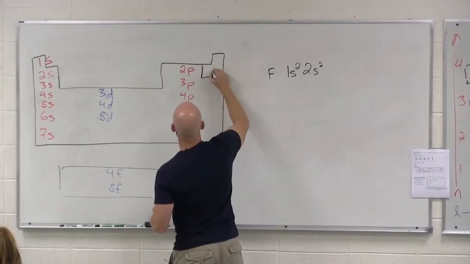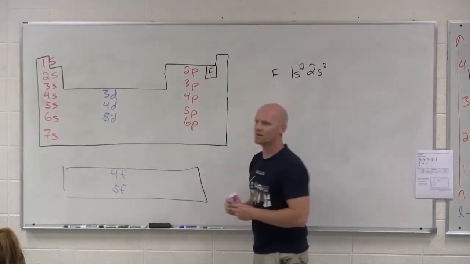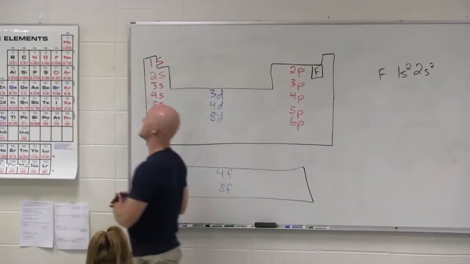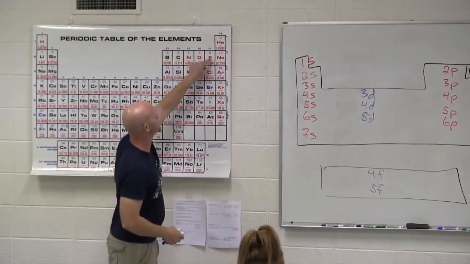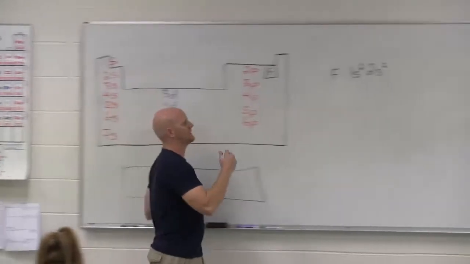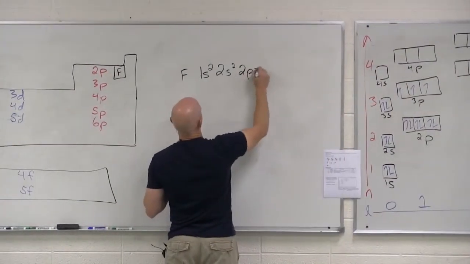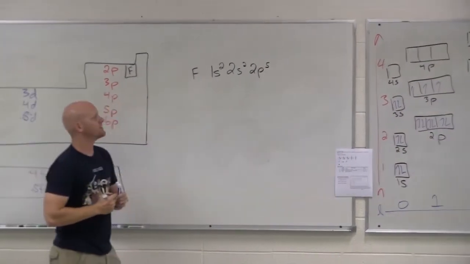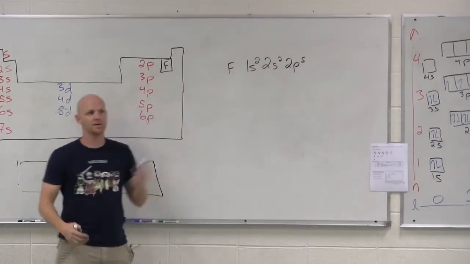And 2p, but we're not going to fill them up because fluorine's right there. In fact, we can go look at fluorine right over here, right? So 2p, 1, 2, 3, 4, 5. Cool, and that's the electronic configuration in the ground state for fluorine.